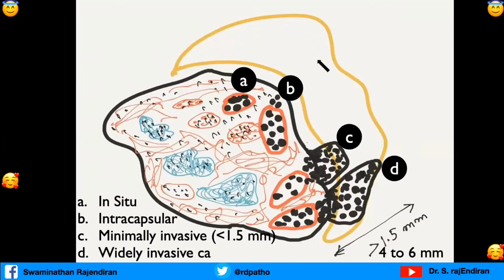This is a salivary gland, normal salivary gland. This is the pleomorphic adenoma. Okay, well circumscribed. In the pleomorphic adenoma, for example, let us take this gland. Within a gland, you can see malignant cells. Okay, so this is pleomorphic adenoma with the in situ malignancy within the basement membrane of pleomorphic adenoma and within the capsule. In this scenario B, you get the malignant cells within the basement membrane and they are spilling out, but they are not spilling out of the capsule of the pleomorphic adenoma. So this is known as intracapsular carcinoma.